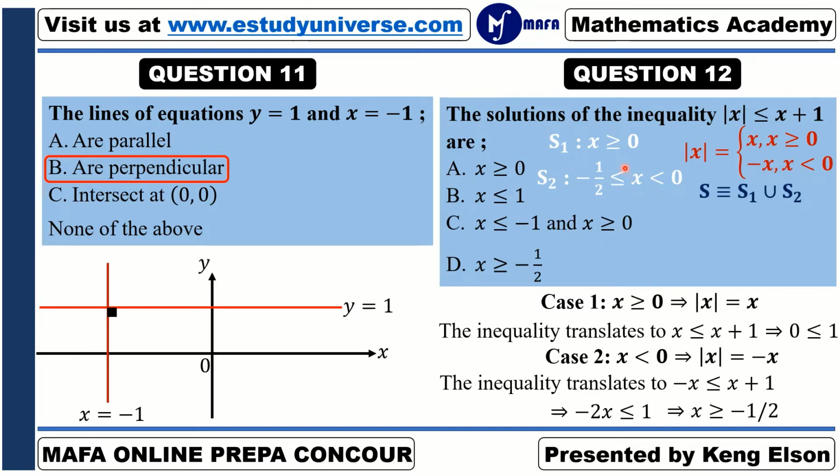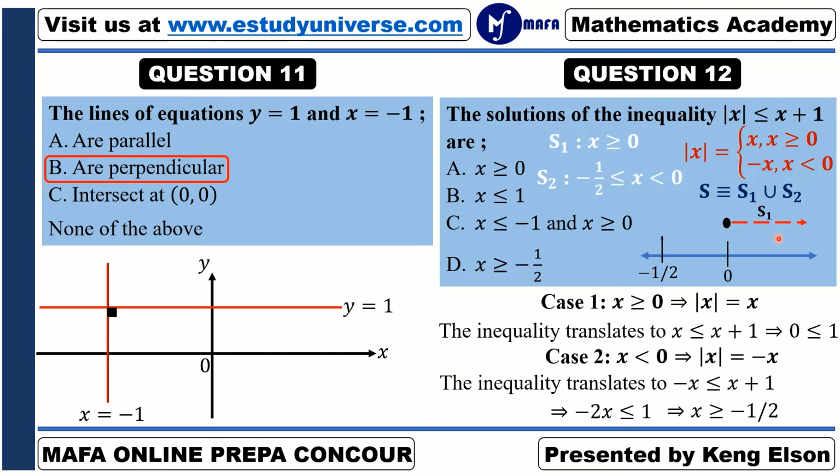So the solution of this inequality is a union of the solutions of the two cases. So solution 1 union solution 2. We can go to the number line and indicate the two solutions. We have negative half, we have 0. For solution 1, we have to bold enclose our circle and we take everything greater than 0.